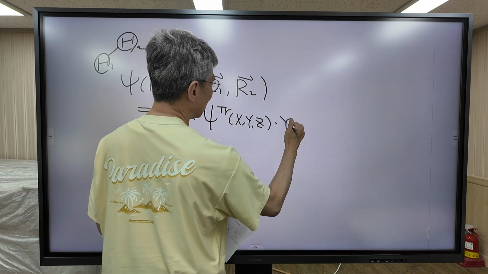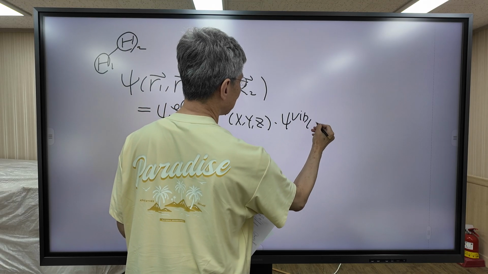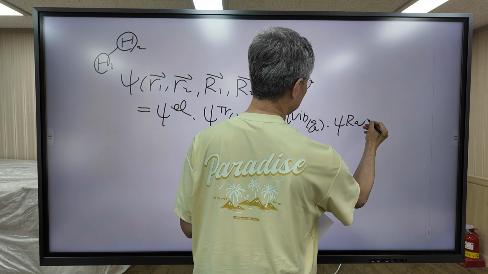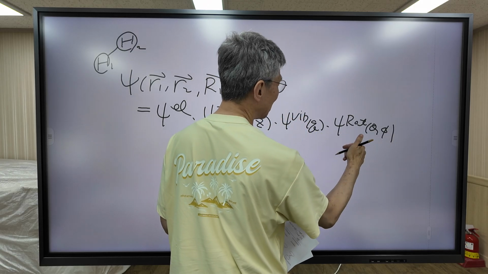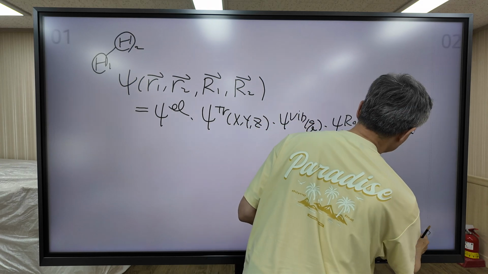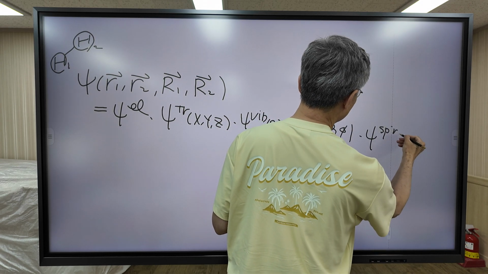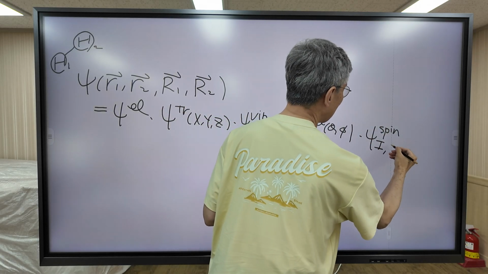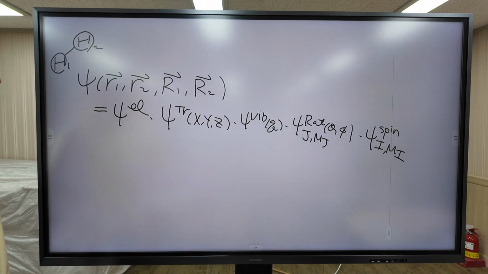and vibrational wave function and rotational wave function. And the rotational wave function has two quantum numbers, J and Mj. And we have spin. Spin also has quantum numbers, I and Mi. This is our result.